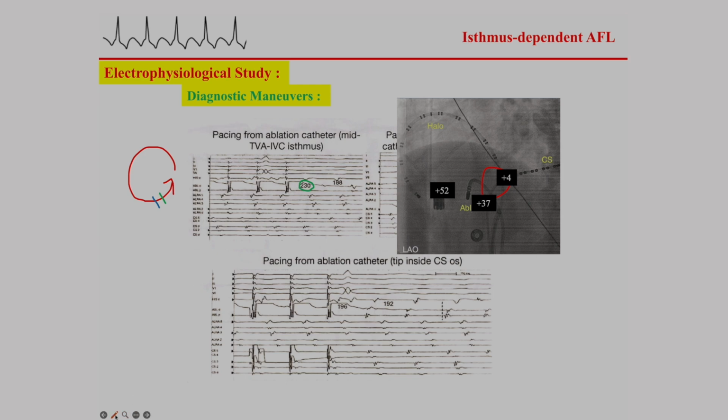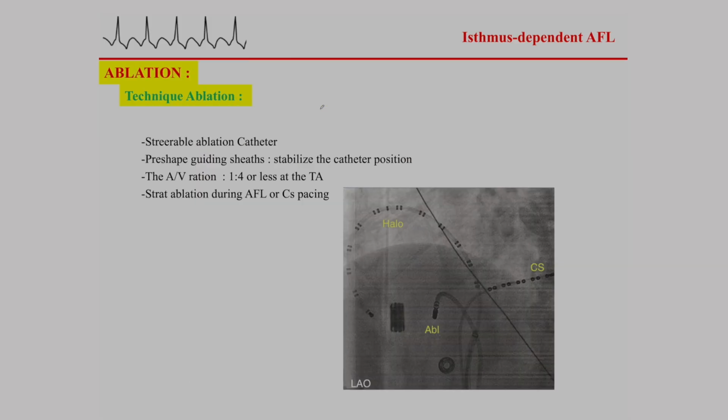This example was shown to highlight the important diagnostic maneuver before any ablation. So ablation of the atrial flutter has a high degree of efficacy, and the acute success rate is more than 94%. But always some steps are very important. So always check the catheter position, as we explained before. We use a steerable ablation catheter, often with pre-shaped guiding sheaths.